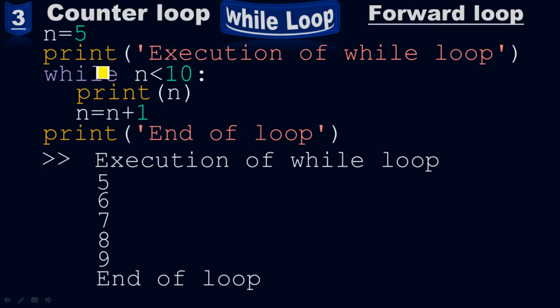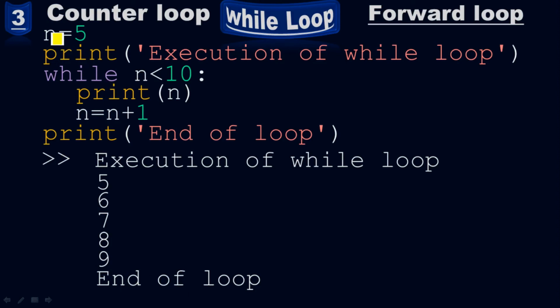The rest of the part is exactly the same as what we did in example number 1 and example number 2. This print function and this print function don't affect the while loop process. So the title line "execution of while loop" is because of this print function, and the last line, which is "end of loop", is because of this print function.